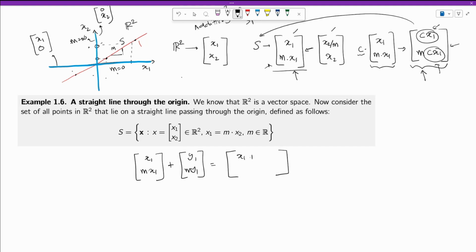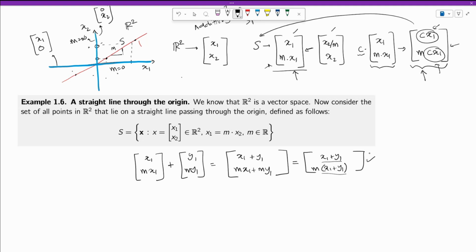I will get x1 plus y1. I'll get m1 x1 plus mx1 plus my1, right? And I can write this as x1 plus y1, and the second element would be m times x1 plus y1. Does this element belong to S? It does, because what do elements of M look like? If the first element is some value, the second element is M times that value. The first element is x1 plus y1. The second element is M times x1 plus y1.